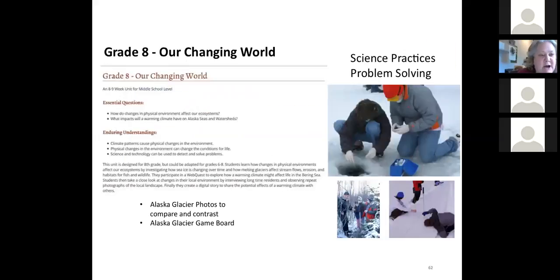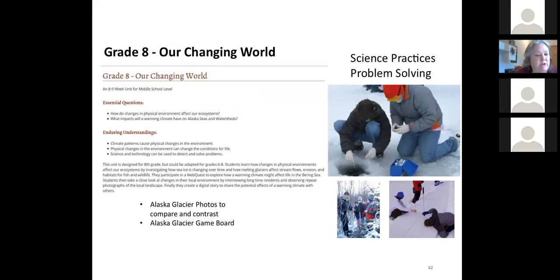Grade 8 has the enduring understandings that explore the very same concepts that were discussed today. Climate patterns cause physical changes in the environment. Physical changes in the environment can change the conditions for life. And science and technology can be used to detect and solve problems. So even though this is a grade 8 unit, it can be explored, I think, all the way down to 4th grade, 3rd grade, and the different topics.